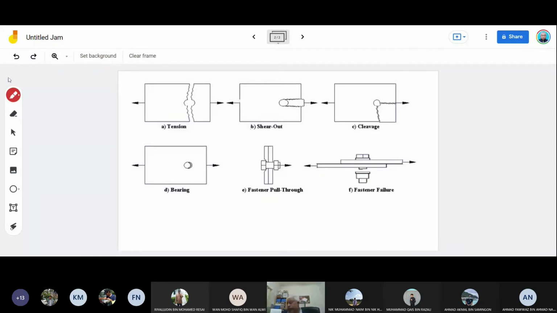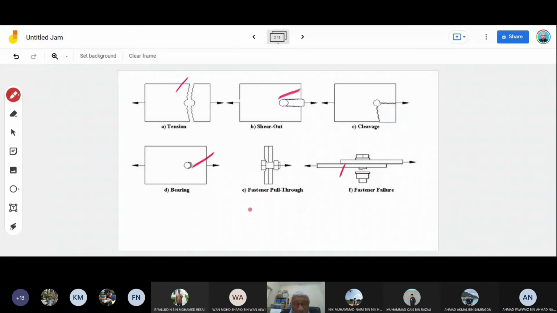This is one of the important aspects in designing aircraft structure. After you design the repair, you have to do analysis on the repair, and most of it is on tension, shear, bearing, and fastener shear. So most of it we have this failure, this failure, this failure, and this failure. For this, cleavage and fastener pull through is not common, so we'll leave it aside first. We focus on the four.